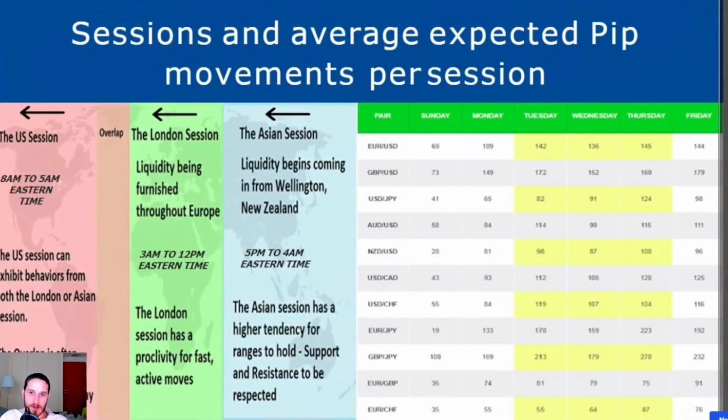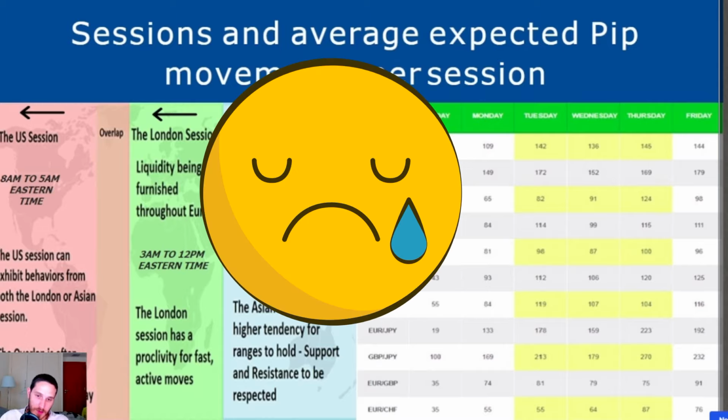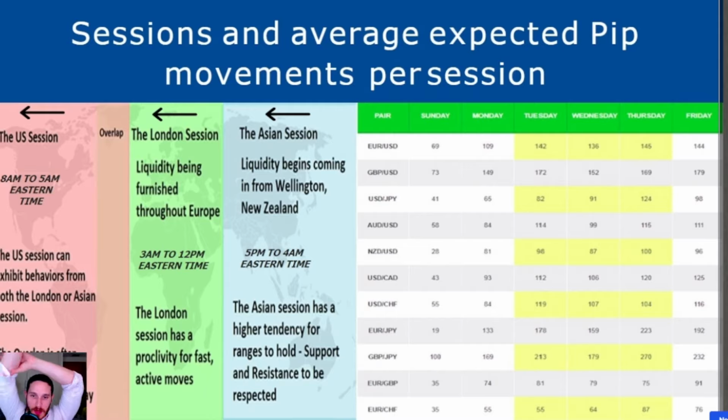Sessions pips, an average pip movement per session. So here you might be looking at the screen and you're like, whoa, what is this? Now it's getting complicated. No. Just stop right there. This is still easy. We're still on the basics.